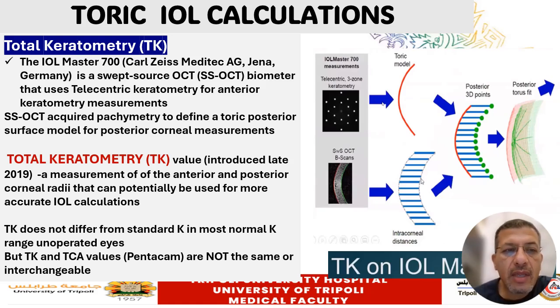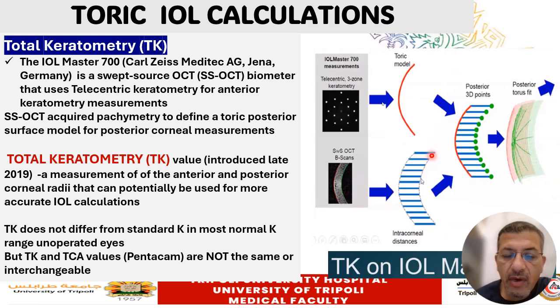Now the TK, or the total keratometry, measures the anterior surface of the cornea, and based on the corneal thickness, it measures the intracorneal distance, so it can predict or estimate the posterior surface of the cornea. After estimation of the posterior surface, it gives what's known as the posterior toric fit. Accordingly, the machine will construct the shape of the anterior and posterior surface of the cornea.